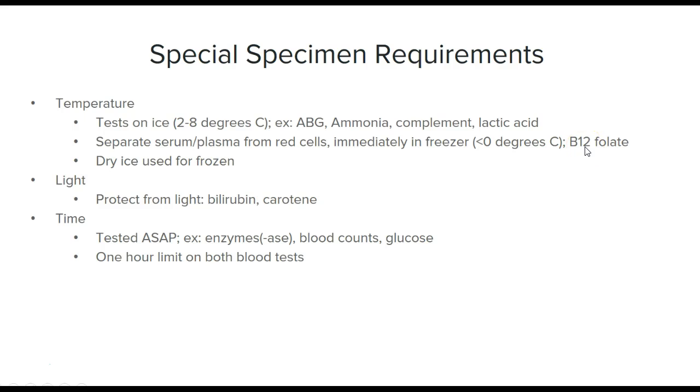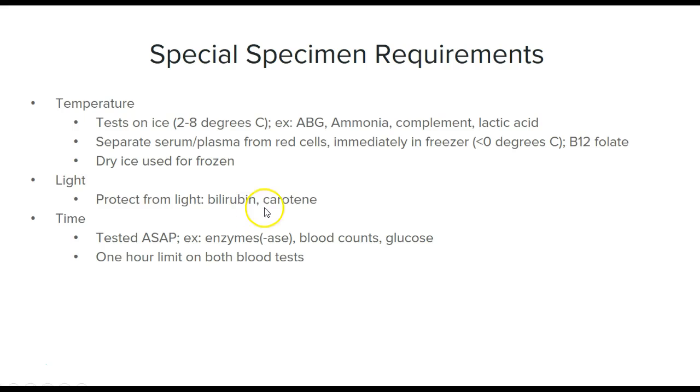So B12 and folate, which are vitamins, need to be frozen. The serum or the plasma has to be taken off the red cells and immediately put in the freezer at less than 0 degrees Celsius. Dry ice can be used if the specimen needs to be frozen.